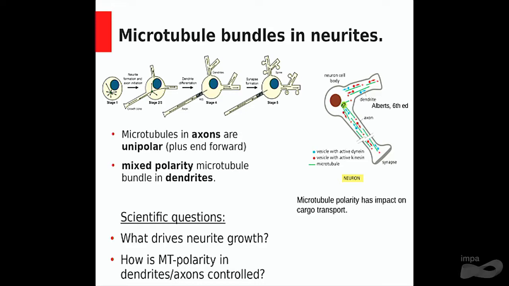And this brings me to the scientific questions I want to address in this project. On the one hand, what drives neurite growth? Axons and dendrites both are called neurites. And the other question is, what controls the polarity of the microtubules in those neurites?